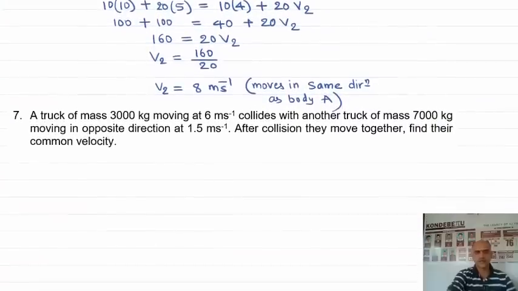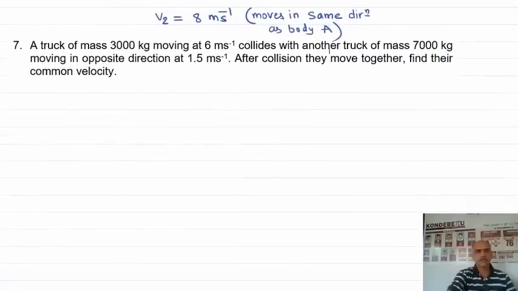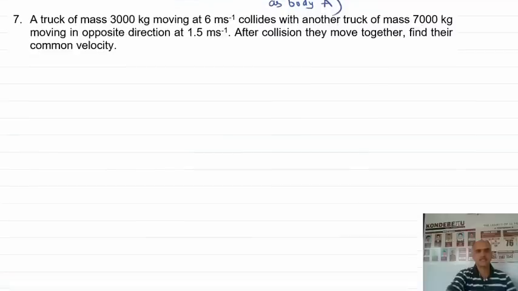Let's see what is given. A truck of mass 3000 kg moving with velocity of 6 meters per second collides with another truck of mass 7000 kg moving in the opposite direction at 1.5 meters per second. So after collision they move together.